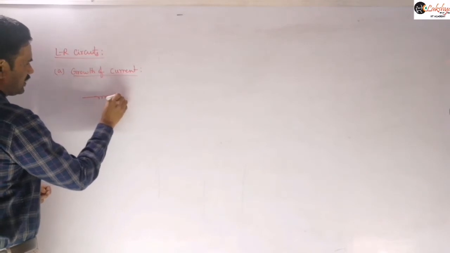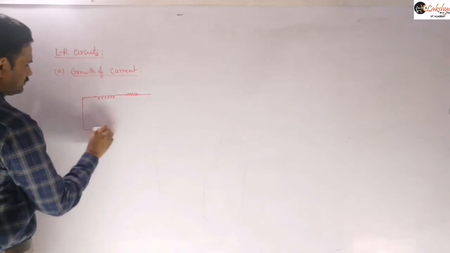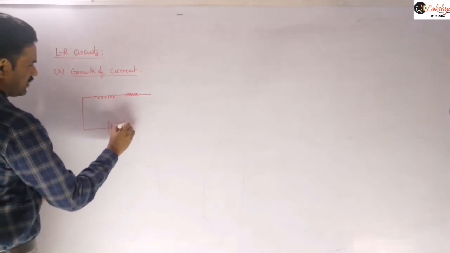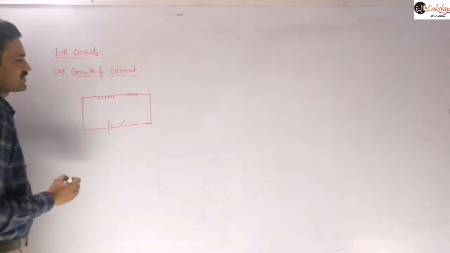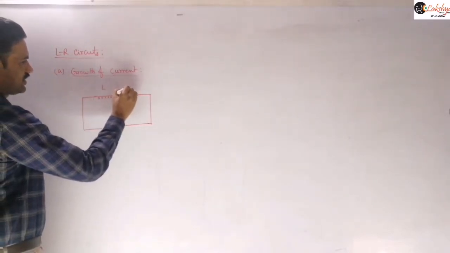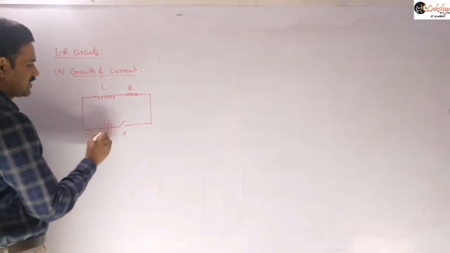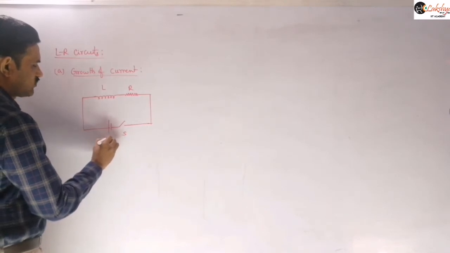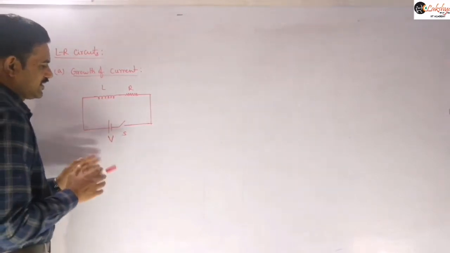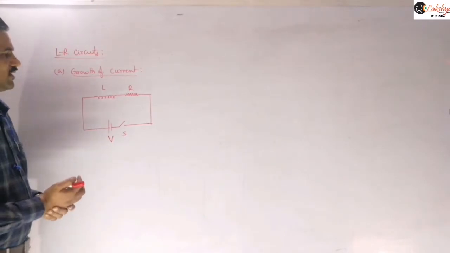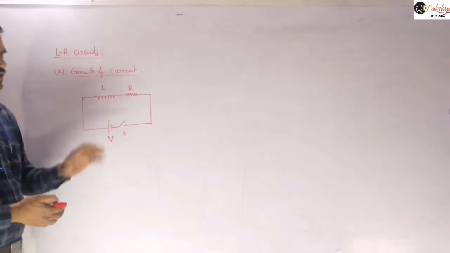Now here an inductor and a resistor are connected in series through a cell and a switch. Let us take the inductance of this circuit as L, R is the resistance, and this is the switch. The EMF of the cell I am taking as V. Initially the switch is open for a long time, so that there is no current in that circuit.